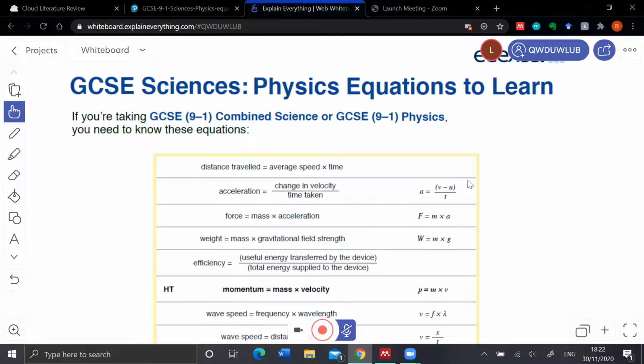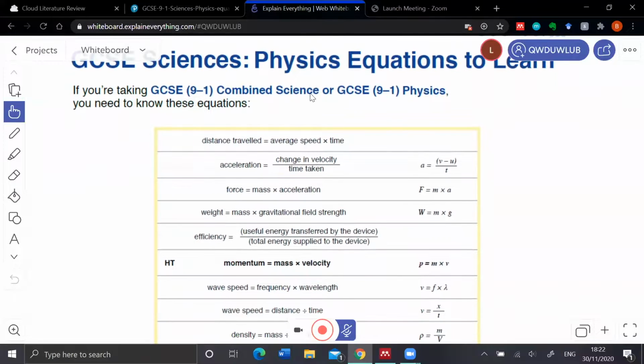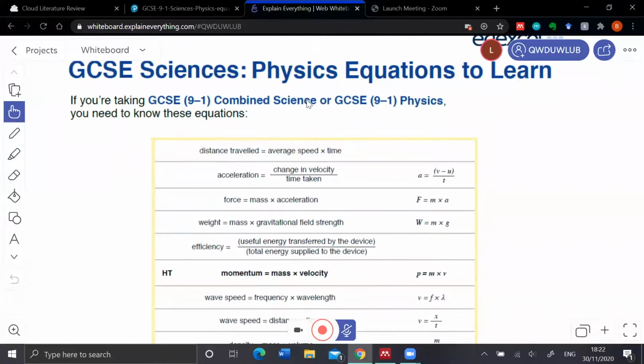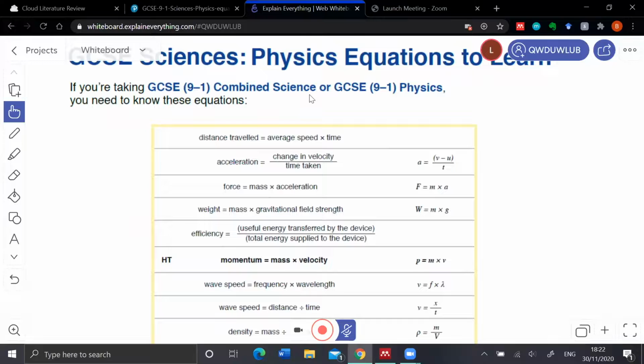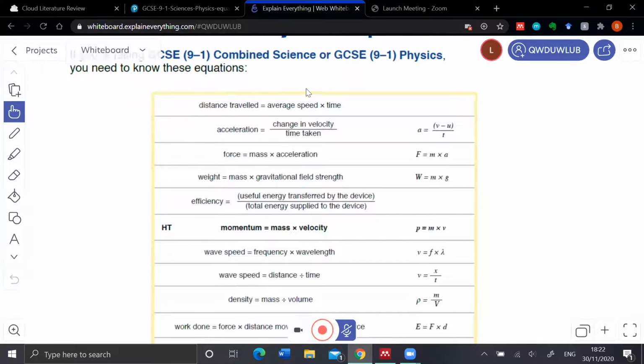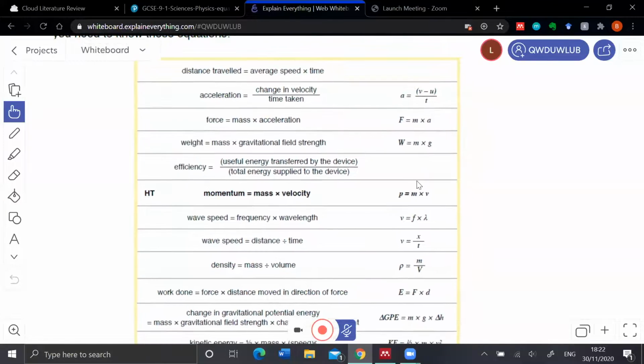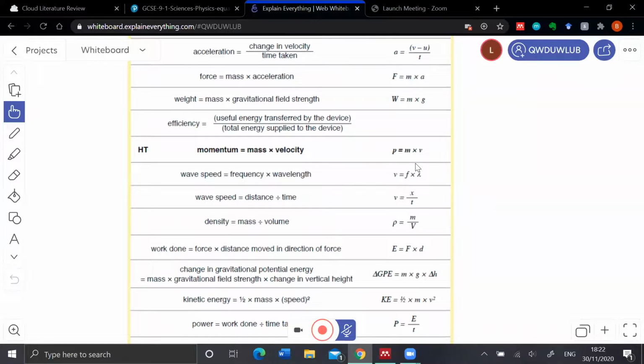So I've got here the GCSE Sciences Physics equations to learn. This is why I picked on these. This HT means higher tier, so the higher tier paper. There's a few things to learn. It seems like more than it really is.